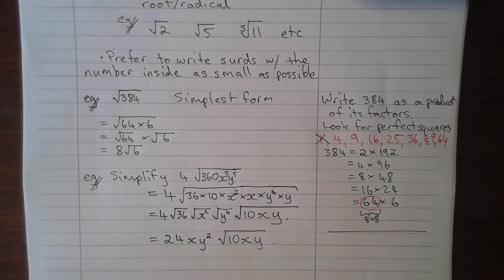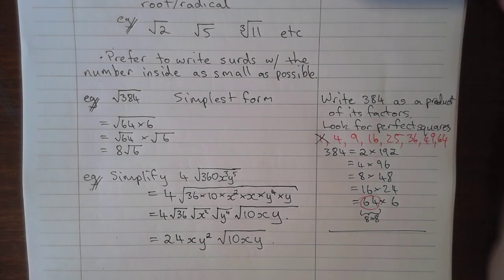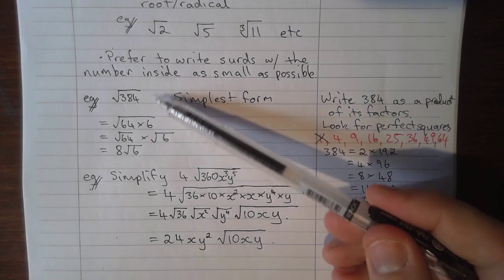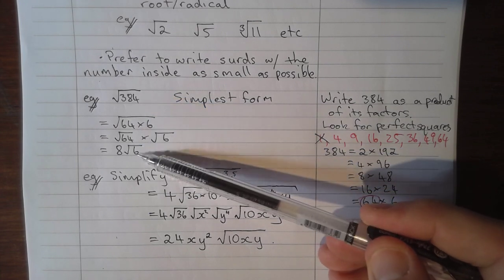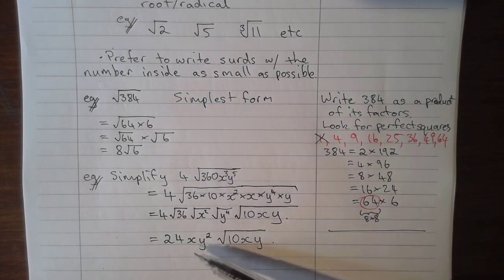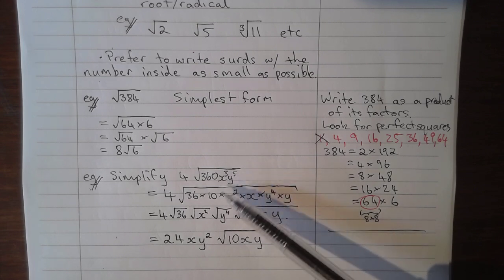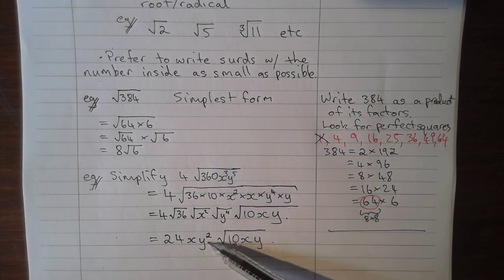A couple of simplified surds. So remember, surds are just irrational numbers involving that root sign or that radical sign. And what we always like to do is write them in a form where the number inside the square root is as small as possible, like we have here. So we didn't need to have y to the 5th because some of those we can take the square root of and bring it out. As you can see, we end up with the y squared.